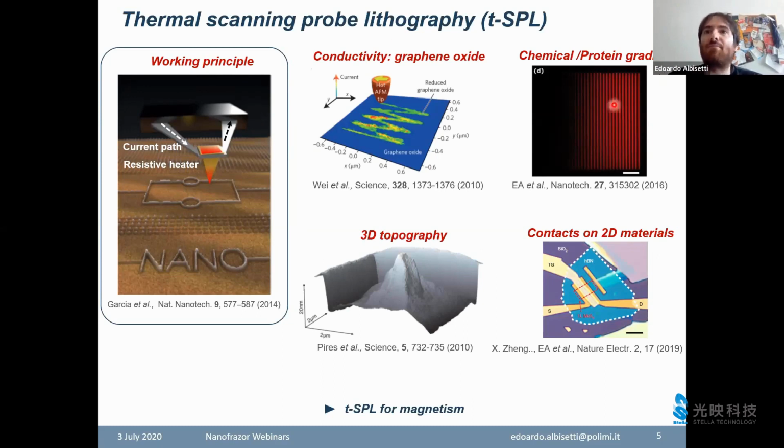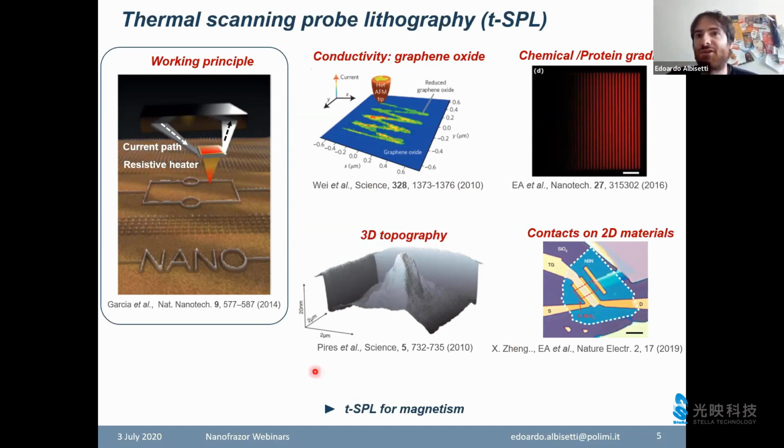These are a few examples from past experiments, one of the first ones, I guess. This was in Elisa Riedo's lab, where they changed the conductivity of graphene oxide by heating locally with the tip.